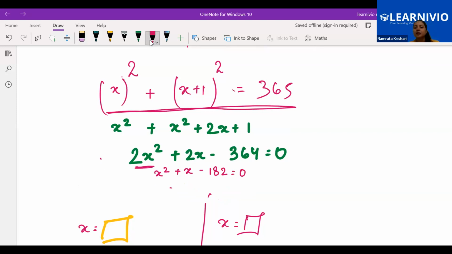Now we will try multiplying a and c, that is 182 only, and we will try factorizing this 182. Okay, please do it by yourself. You will be able to do. Okay, now you don't have to do it. I just want to discuss the next question also with you all.